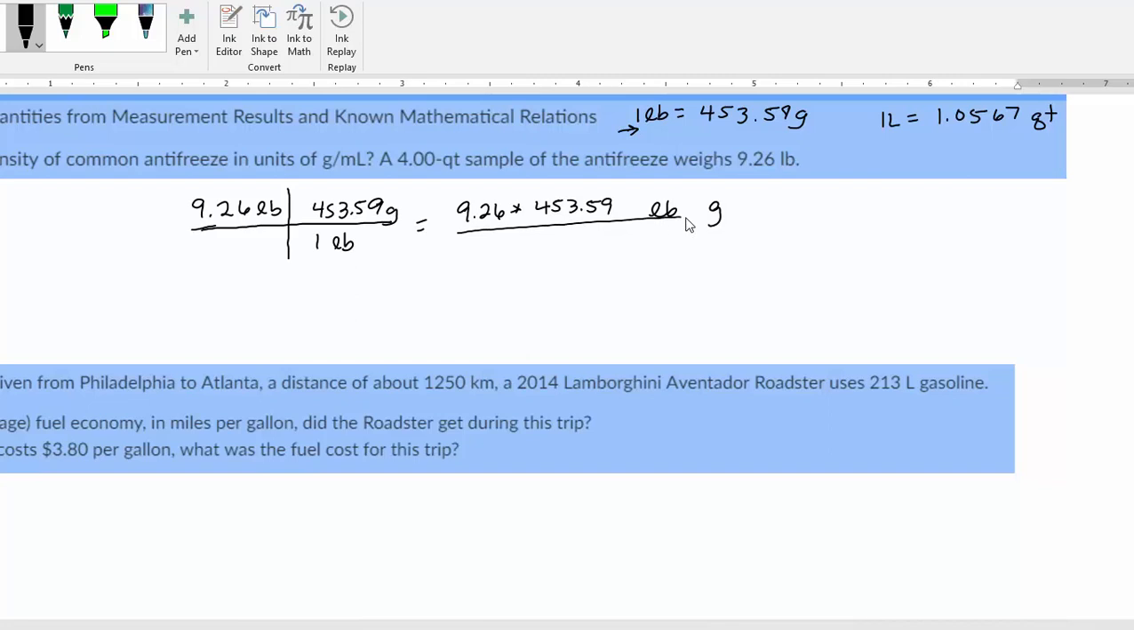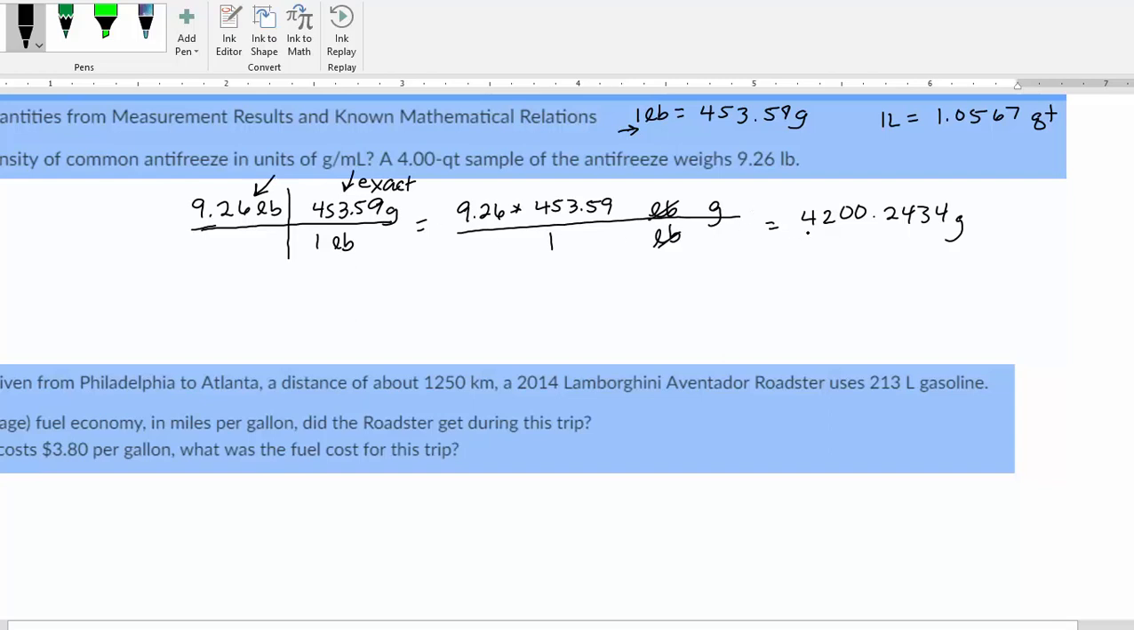Then I have pounds. My pounds are going to cancel out. And 9.26 times 453.59 divided by 1 is 4,200.2434 grams. Now this is a defined quantity. It is an exact number, so it doesn't get to drive the significant digits of my answer. Only my measured quantity does, and that's this quantity here. So I have 3 significant digits.